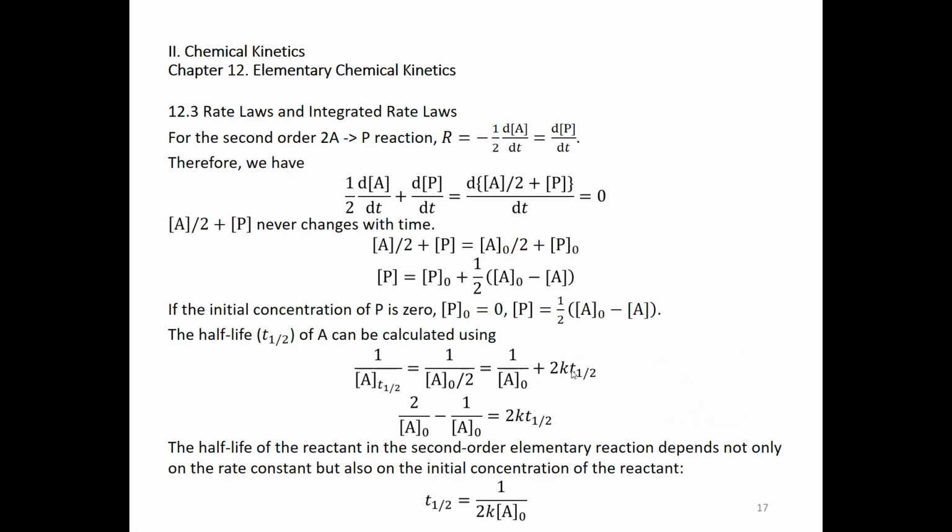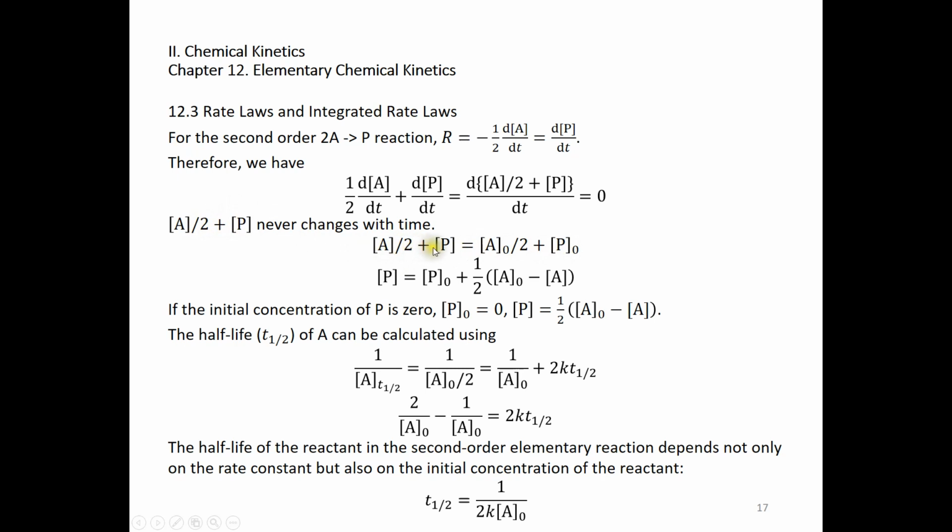Again, for the second order reaction from 2A to P, the reaction rate is 1/2 of dA over dt, and it's dP over dt. And therefore you can see 1/2 dA over dt plus dP over dt should be 0. Therefore A over 2 plus P is a constant. It never changes with time, only because when 2A molecules are consumed, 1P is generated. Right? So we have this equation.